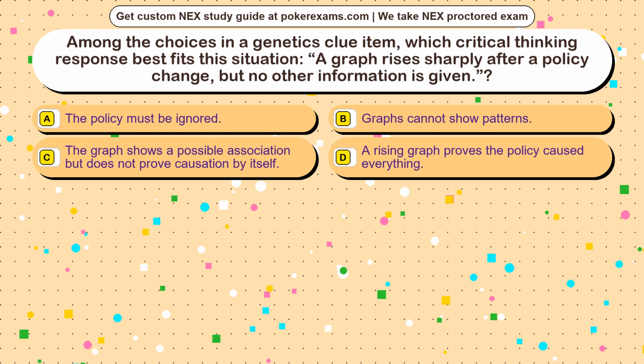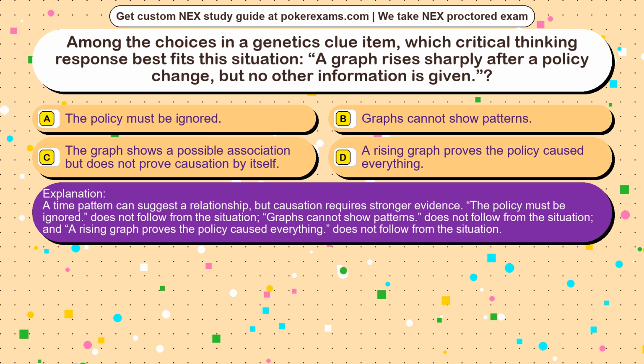The correct answer is option. A time pattern can suggest a relationship, but causation requires stronger evidence. The policy must be ignored does not follow from the situation, graphs cannot show patterns does not follow from the situation, and a rising graph proves the policy caused everything does not follow from the situation.